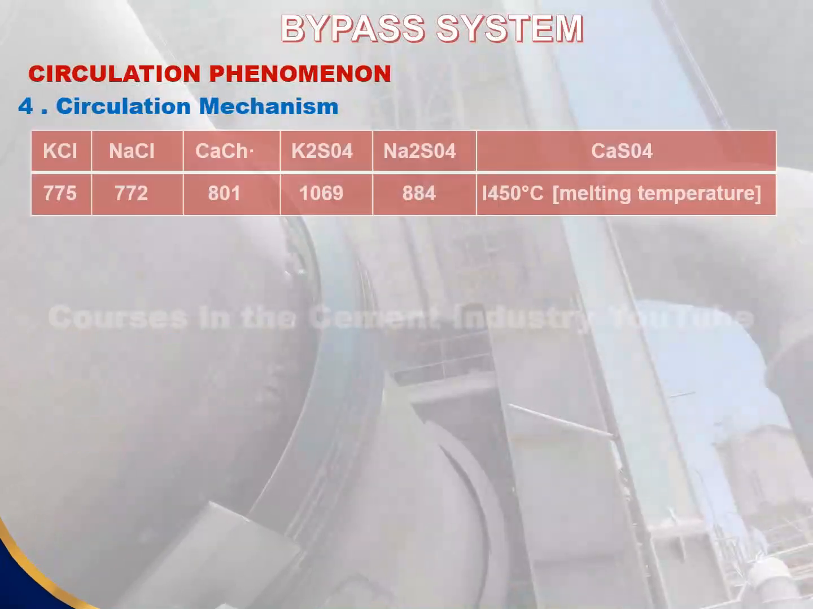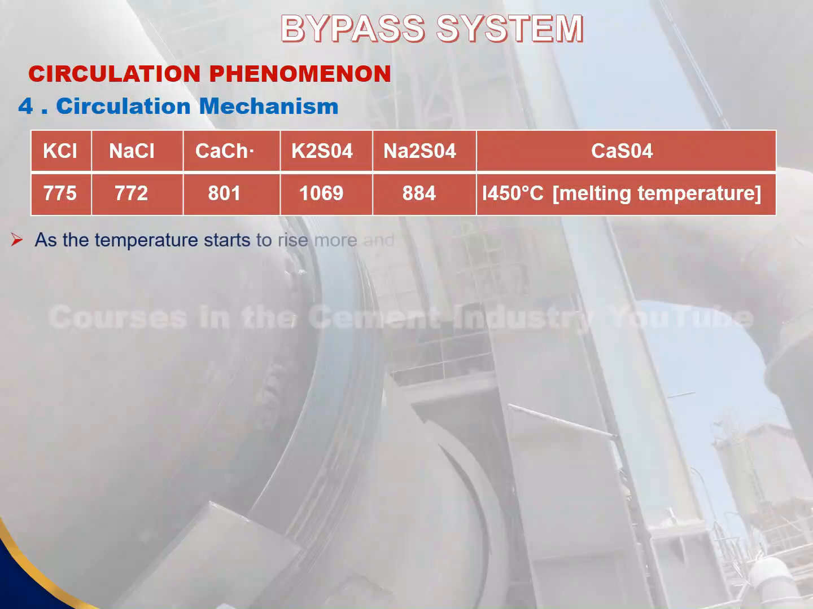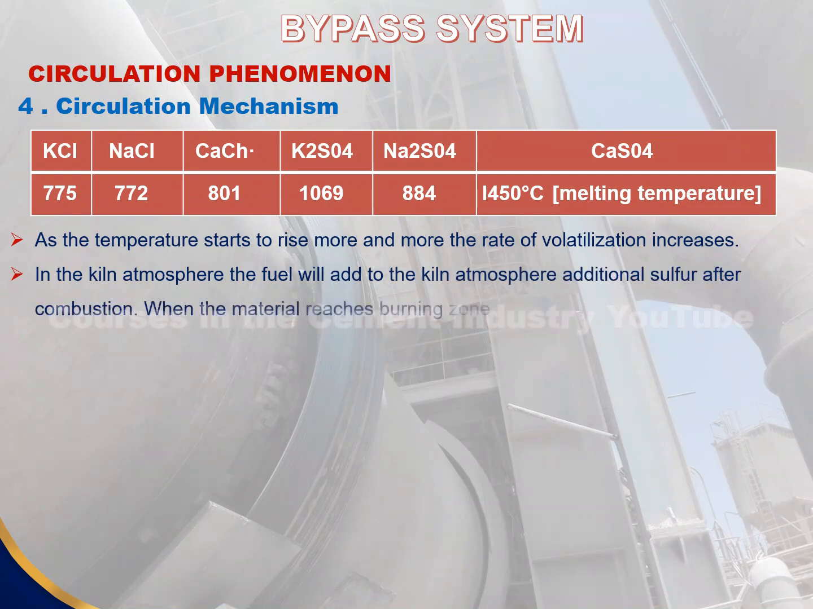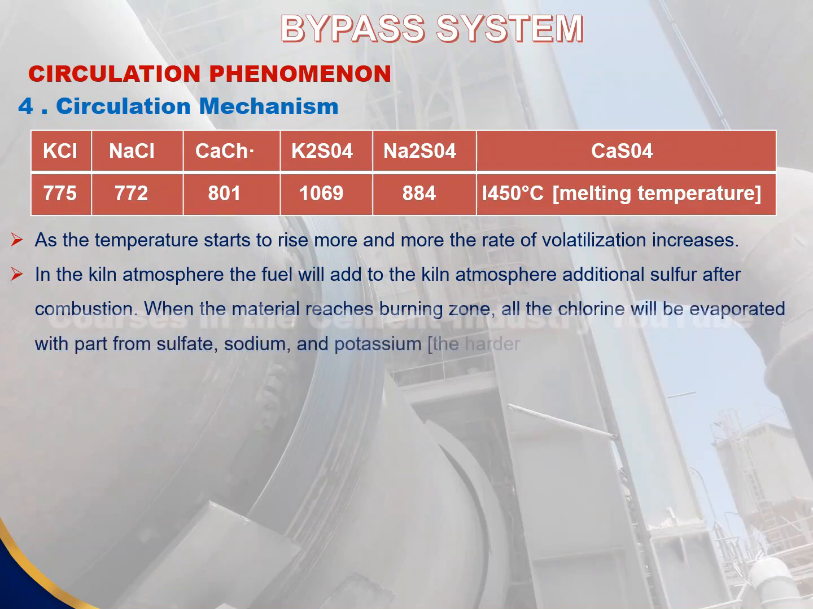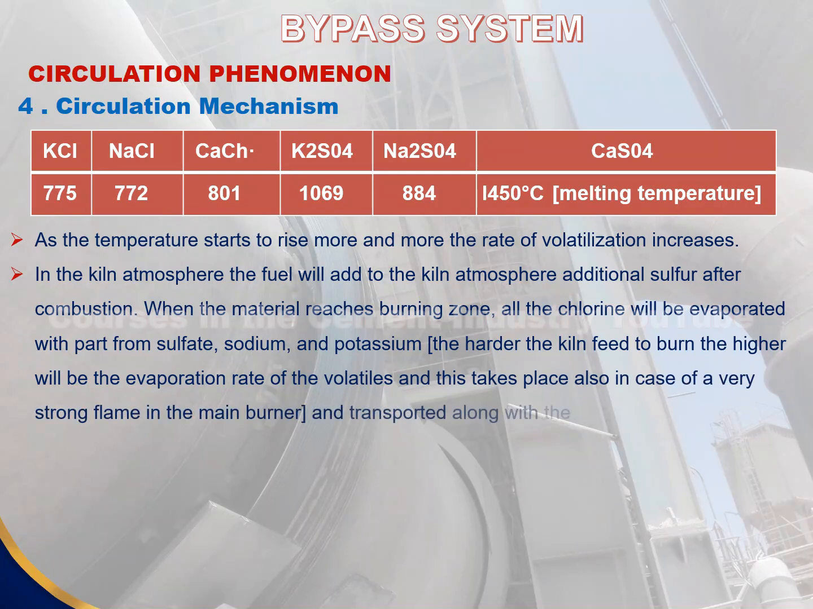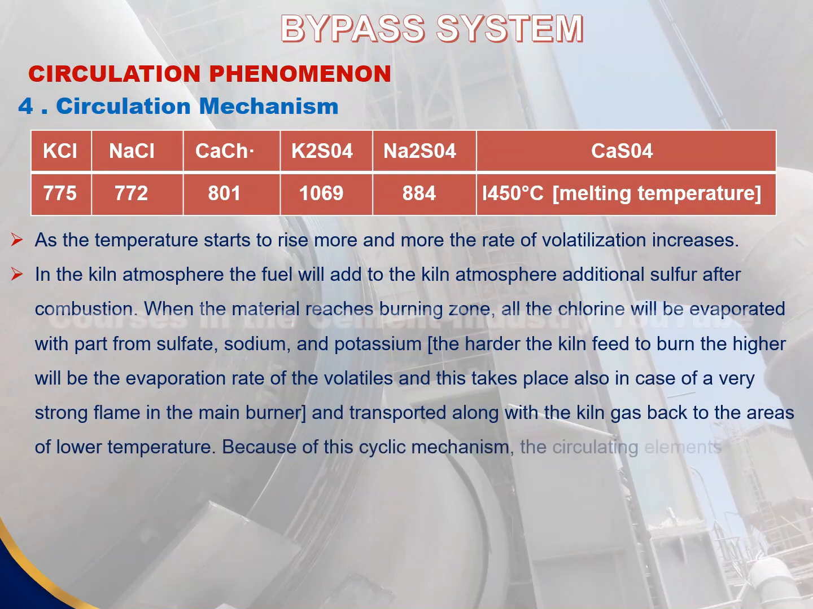We notice in this table, as the temperature starts to rise more and more, the rate of volatilization increases. In the rotary kiln atmosphere, the fuel will add additional sulfur after combustion. When the material reaches burning zone, all the chlorine will be evaporated, with part from sulfate, sodium, and potassium. The harder the rotary kiln feed to burn, the higher will be the evaporation rate of the volatiles, and this takes place also in case of a very strong flame in the main burner, and transported along with the rotary kiln gas back to the areas of lower temperature.